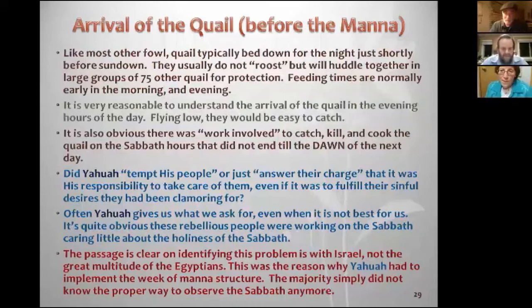The passage is clear on identifying this problem is with Israel, not the great multitude of the Egyptians. This was the reason why Yahuwah had to implement the week of manna structure. The majority simply did not know the proper way to observe the Sabbath anymore. Yes.